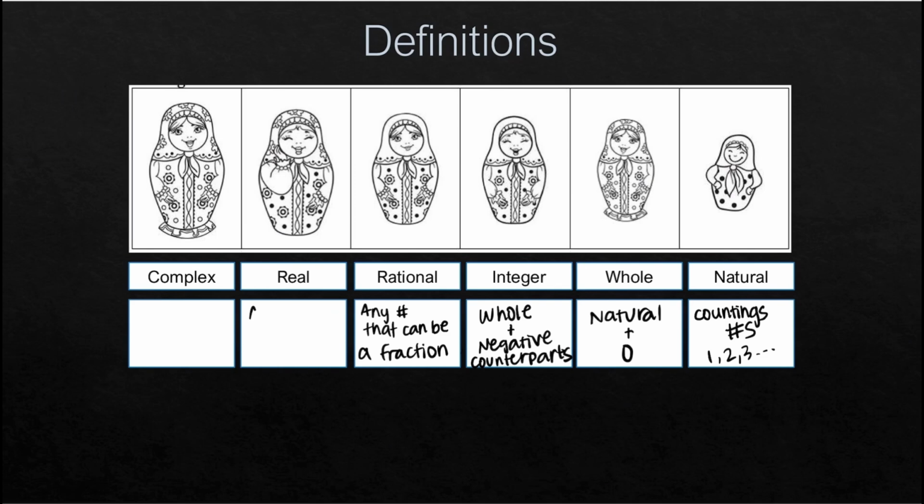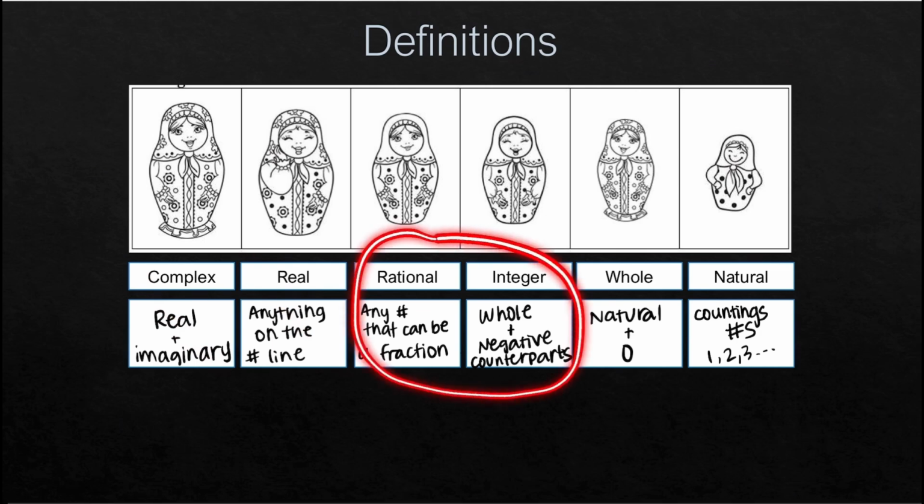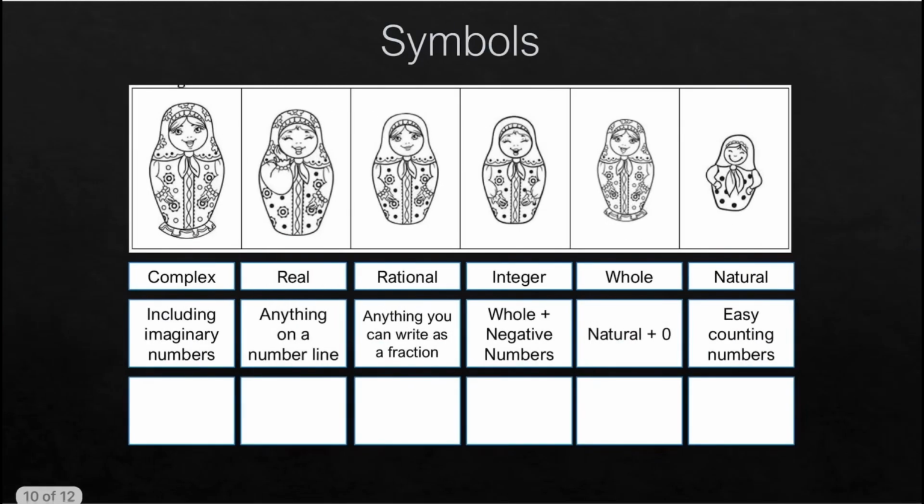Real numbers are anything on the number line. And complex numbers are real numbers plus what we call imaginary numbers. Believe it or not, there are such things as imaginary numbers. We're not really going to be dealing with complex and real numbers this year. We're really just going to deal with rationals, which again are fractions, and integers. So we're really going to focus on those two this year.